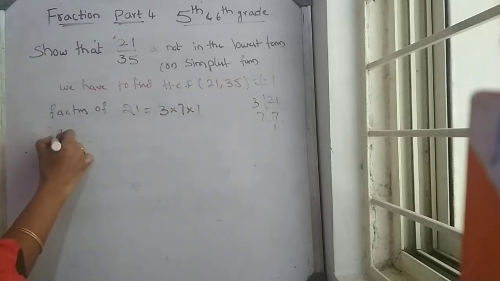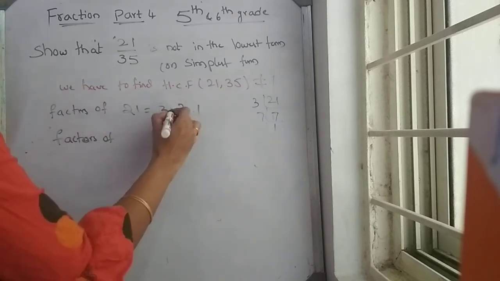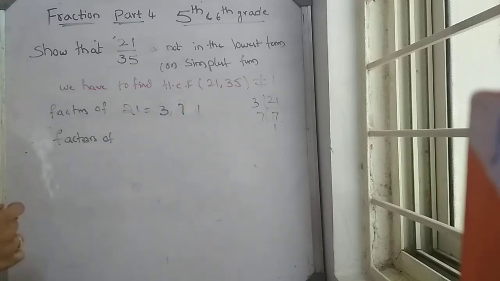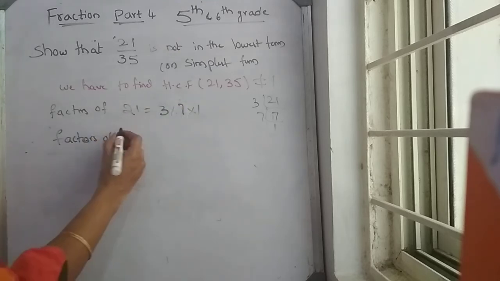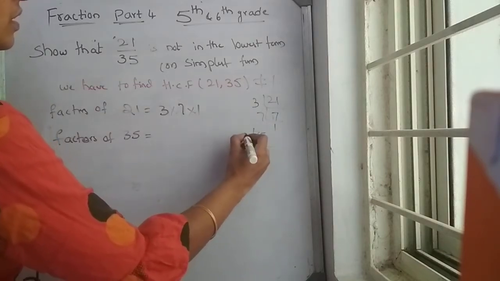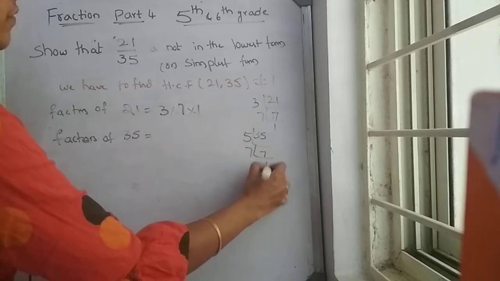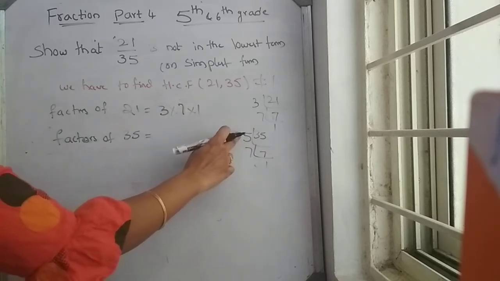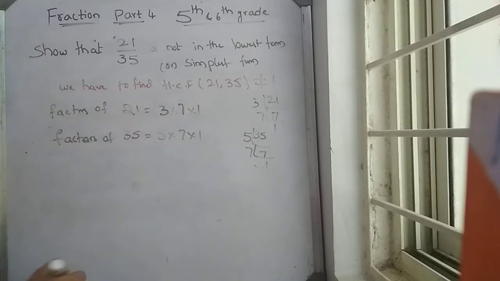Like that you can write if you want. Okay, factors of 35 equal to 5 sevens are 35, 7 ones are 7. It will not go in the third table and second table also, directly it will go to the 5 table. 5 sevens are 35, 7 ones are 7. So 5 into 7 into 1.